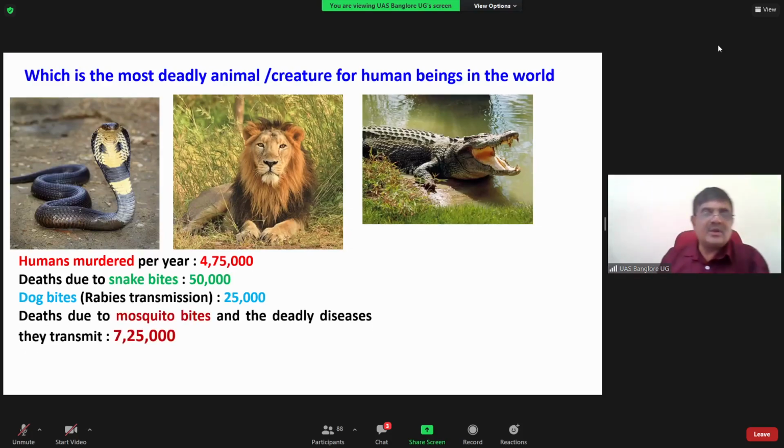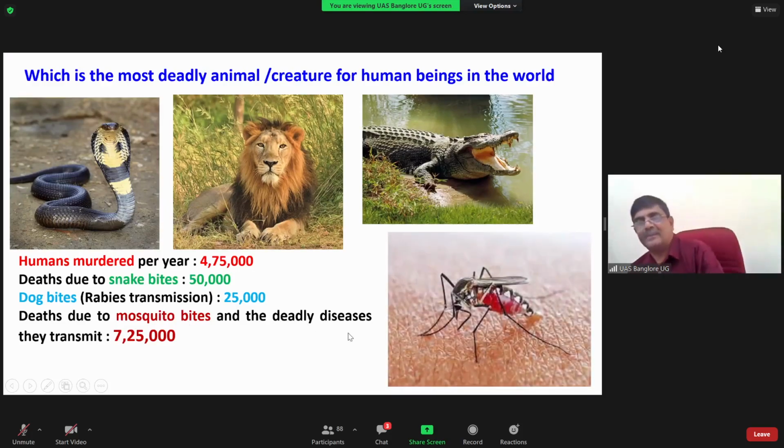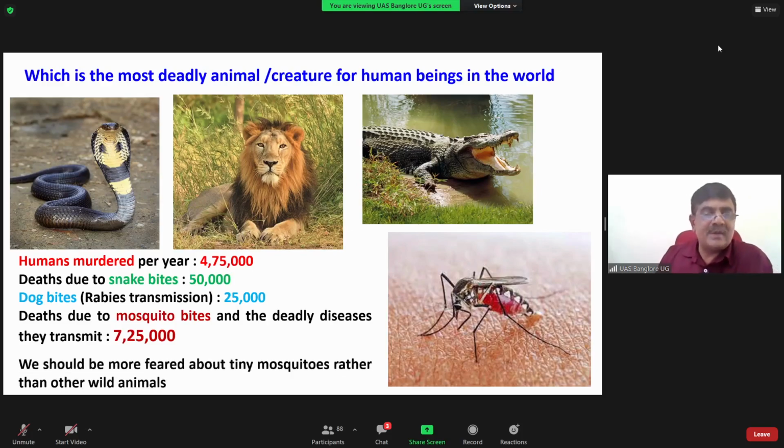But look into the figures here. Around 7 lakh 25,000 people die every year due to mosquito bites and the deadly diseases transmitted by them. So now you will come to know which is the most dangerous creature on the earth. It is not the snake, the lion, or the crocodile. It is the tiny insect, the mosquito, that is responsible for killing 7 lakh 25,000 people. That means we have to fear mosquitoes more than wild animals.